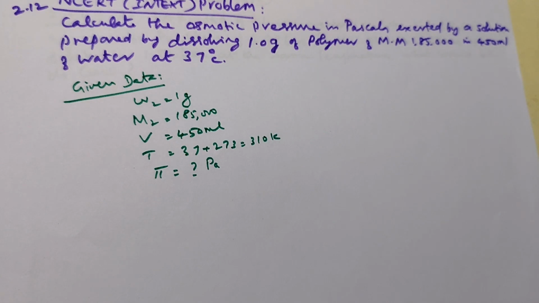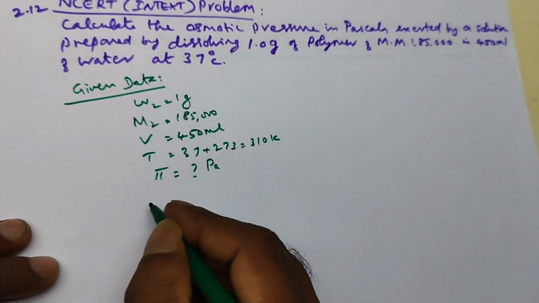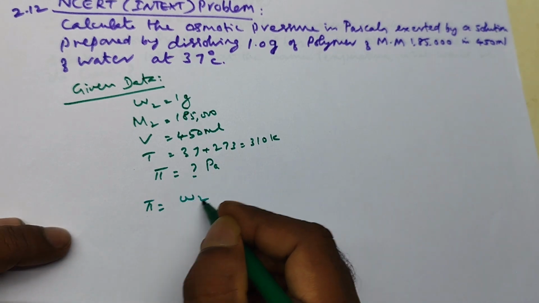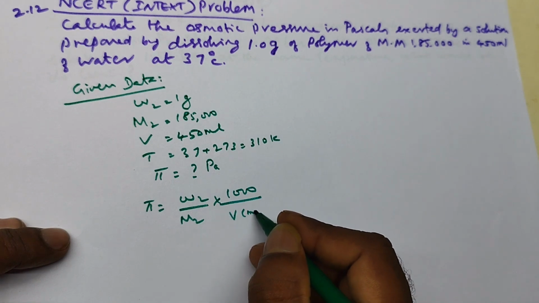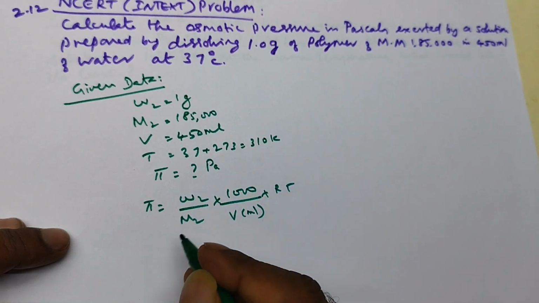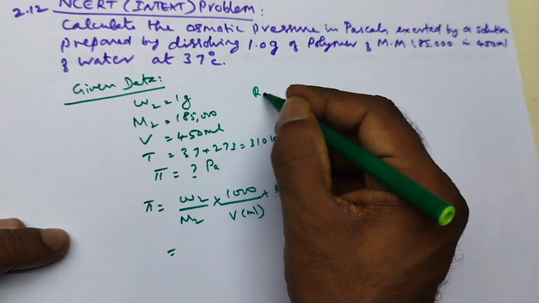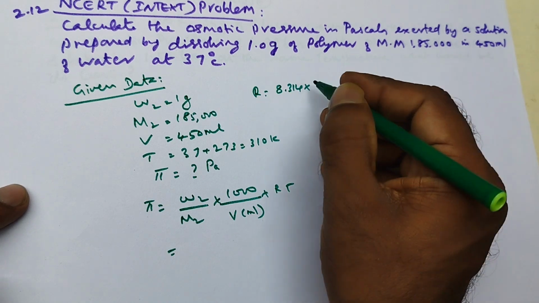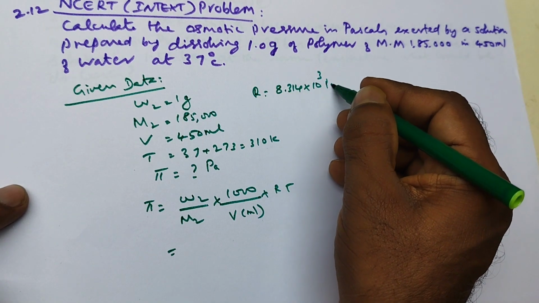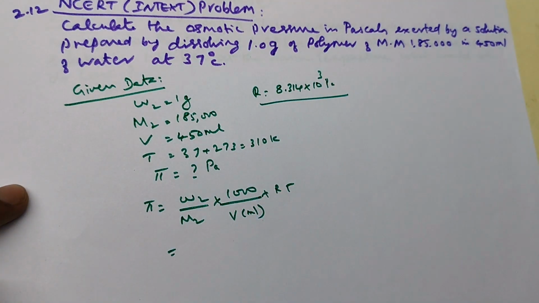Okay. First, what is the formula for calculating the osmotic pressure? Pi is equal to CRT, that is modified to pi is equal to W2 by M2 into 1000 divided by V ml into RT. This R is also a constant. What is the R value if it is expressed in pascal scale? 8.314 into kilopascals. You have to put 10 to the power of 3 pascals. So this value you have to substitute in the place of R.